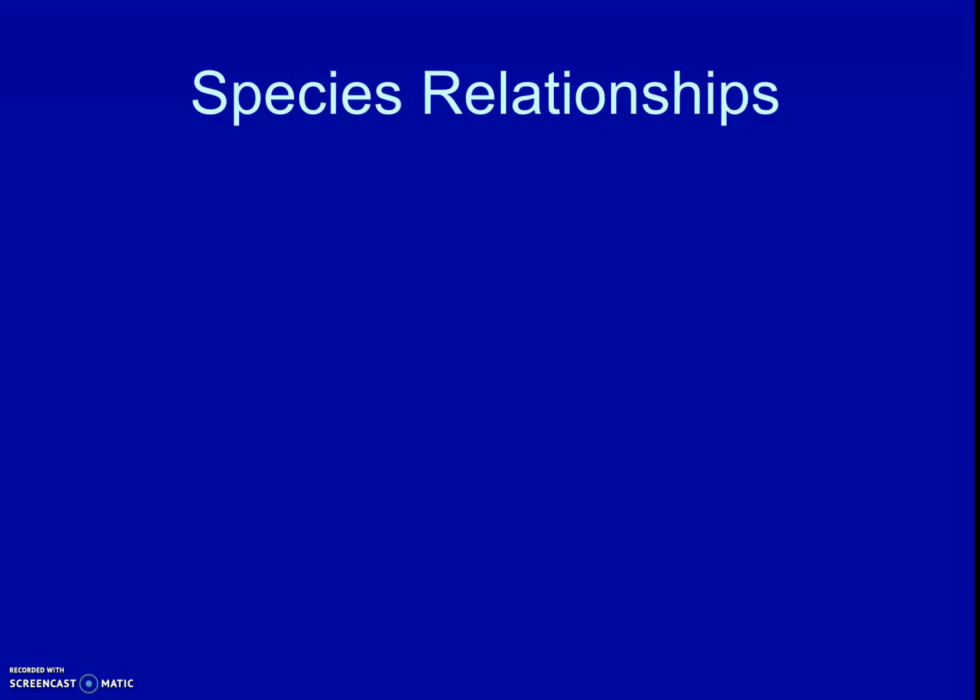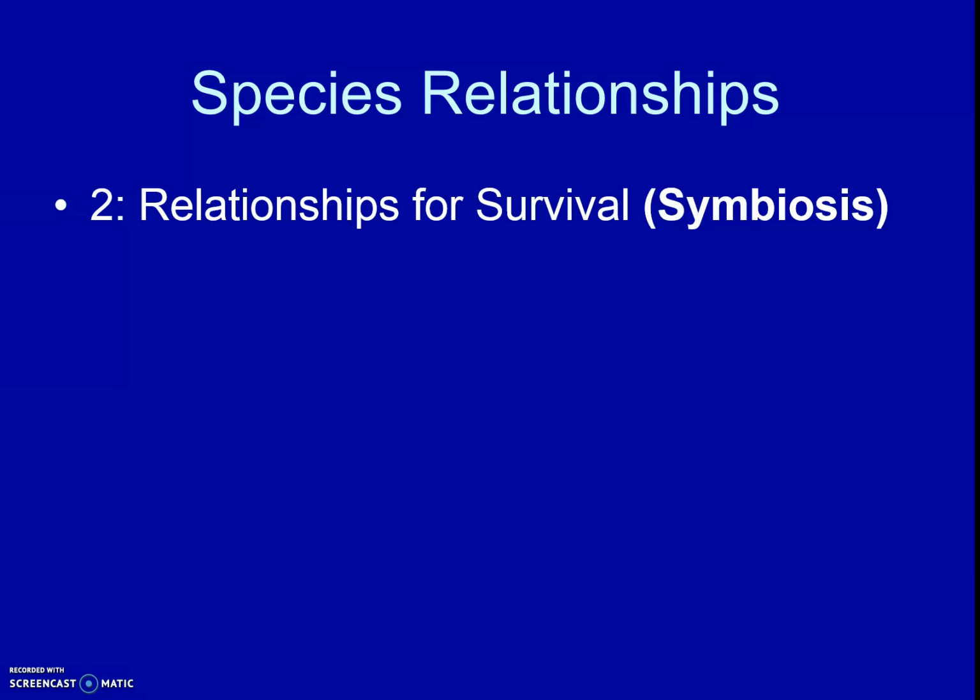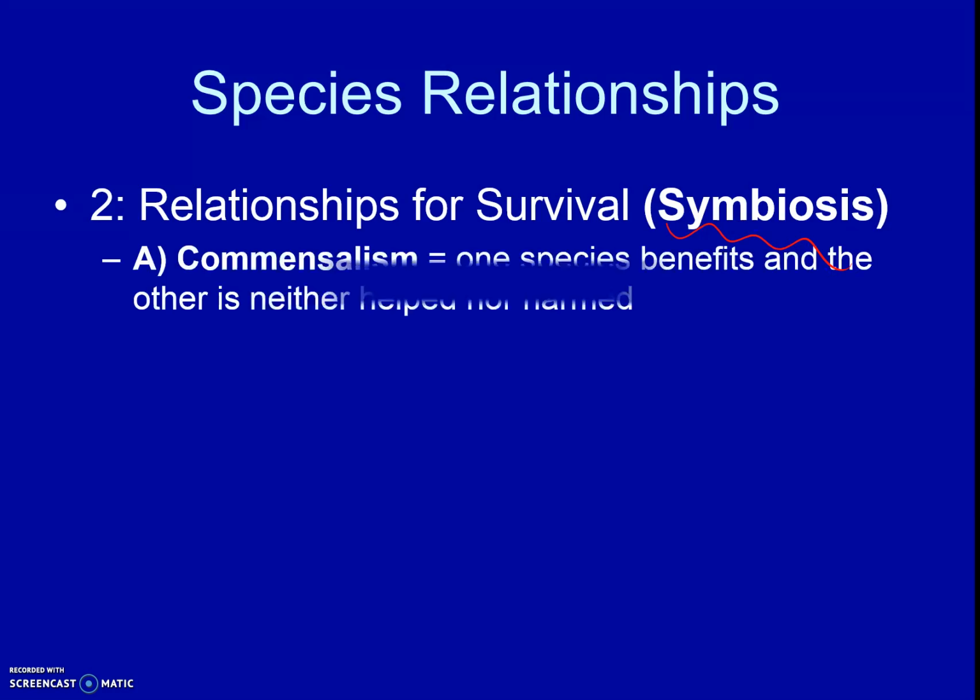Looking at species relationships, these are organisms that don't necessarily have a predator-prey relationship, but instead have survival or living relationships, which is what symbiosis is. A symbiotic relationship is a living relationship between two organisms, and there are 3 different types.